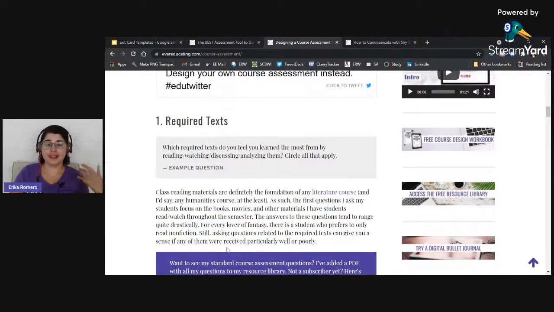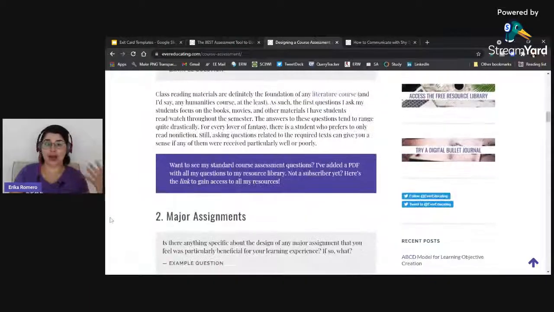So if you require certain text to be read, so a textbook or novels, I would ask about them, right? So in this case, which required text do you feel you learn the most from? And which one do you think you learn the least from, right? So you can have that element of, do you want to use these novels again, these short stories, these textbooks? Or should you change it up based off of consensus amongst your students?